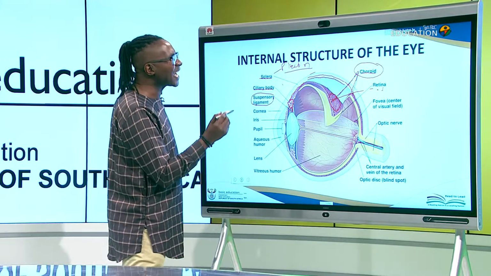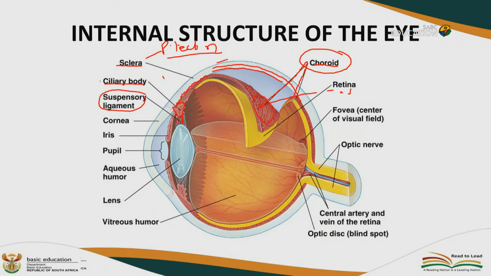Now, we look at the third layer, and that one is the yellowish part of the eye. Now, this yellowish layer is called the retina. The retina is made up of cones and rods. Now, it is sensitive to light.